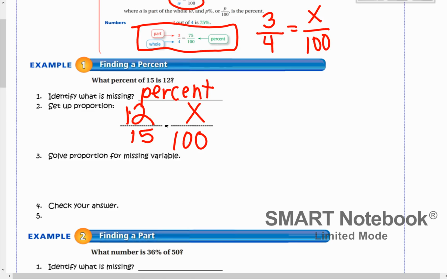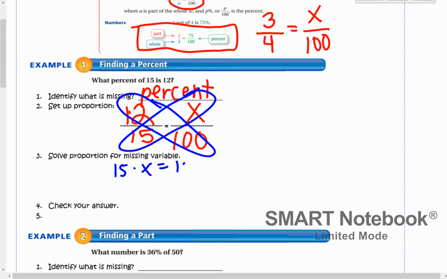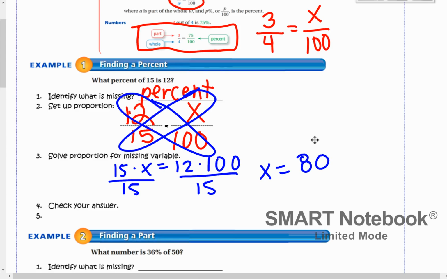Now to solve this proportion, we're just using those cross products. So we end up with 15 times x equals 12 times 100. To get x by itself, we would divide by 15 on both sides. We would get x is equal to 80. And we go back up to look at what it was asking for, percent, so 80% is our final answer.